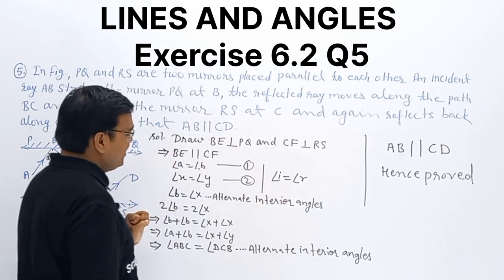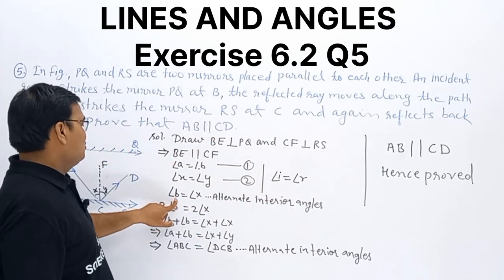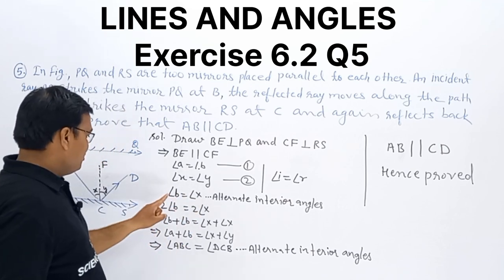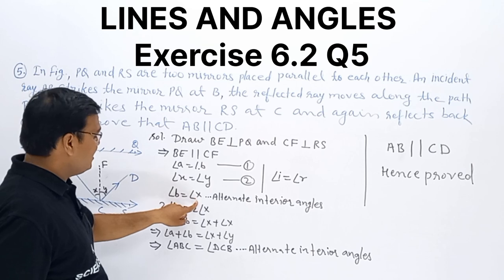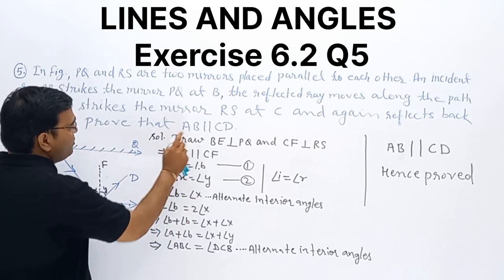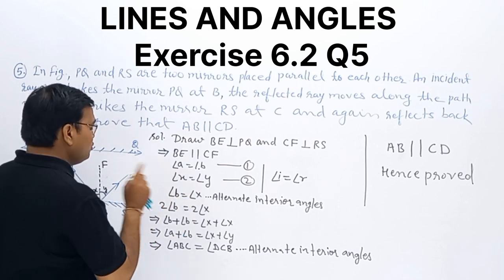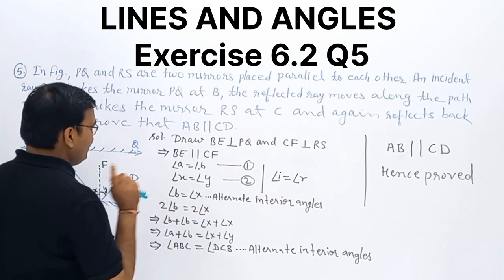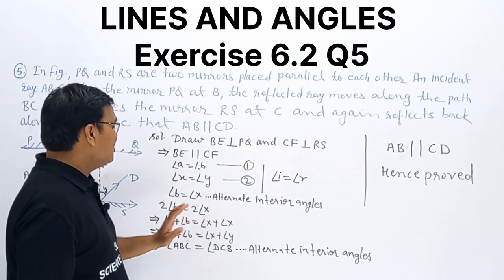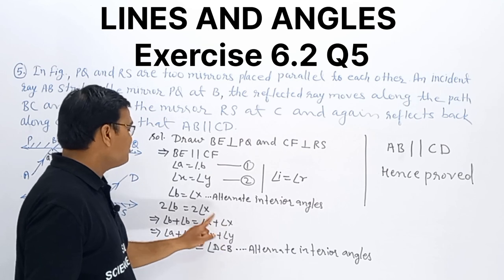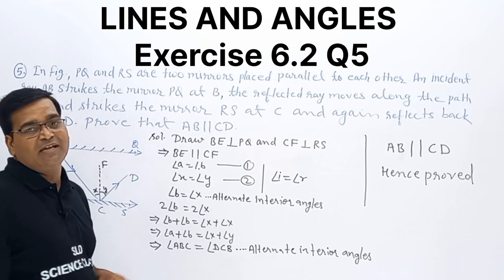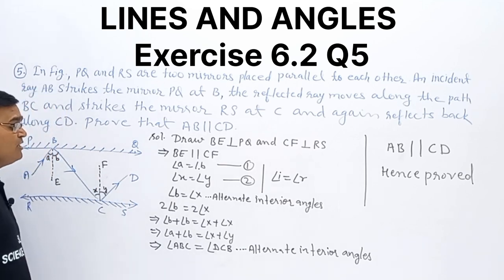We want to prove this one, so we are multiplying both sides by 2. We have angle B on the left hand side and angle X on the right hand side. So 2 angle B, 2 angle X. This 2 times angle B can be written as angle B plus angle B, and this can be written as angle X plus angle X. Angle X plus angle X will be 2 angle X, and angle B plus angle B will be 2 times angle B. Clear? Why are we doing this?